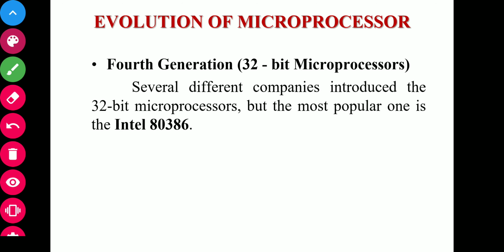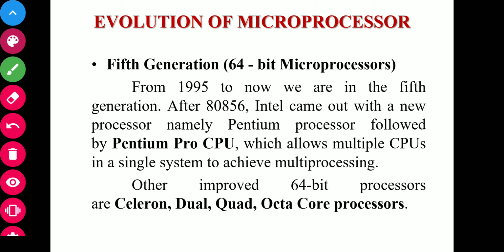And the next, fourth generation microprocessor. The fourth generation uses 32-bit microprocessors. Several different companies introduced 32-bit microprocessors, but the most popular one is the Intel 80386. And the fifth generation microprocessor uses 64-bit microprocessors, from 1995 till now we are in the fifth generation.